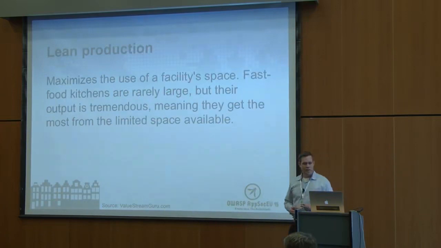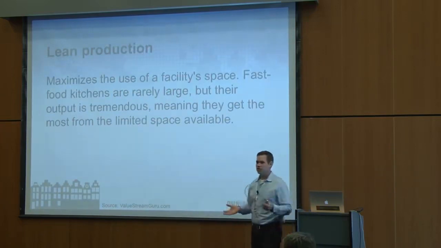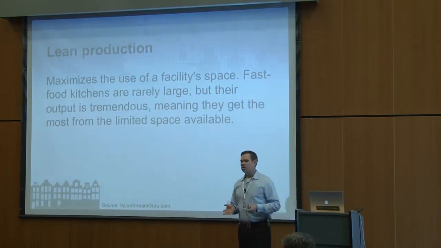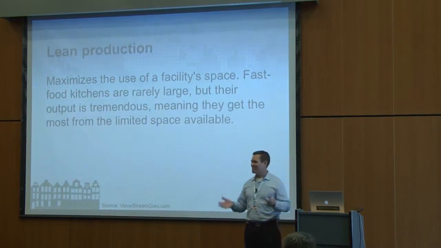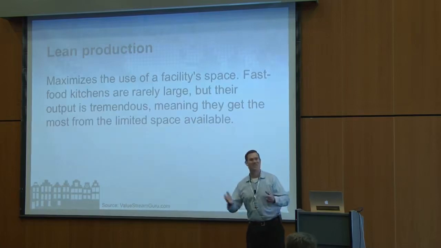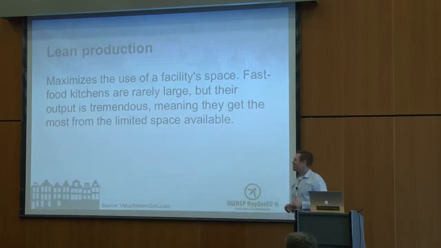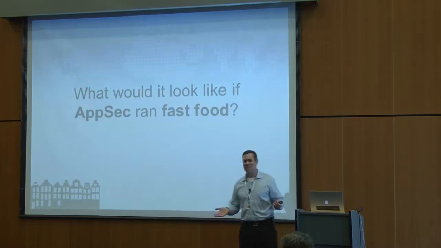And then it's very lean, right? I mean, you never see a huge fast food kitchen. They're very, very small. And just like security, we have very, very small resources. But our output is tremendous. Should be tremendous. And then I thought, well, what would it look like if AppSec ran fast food?